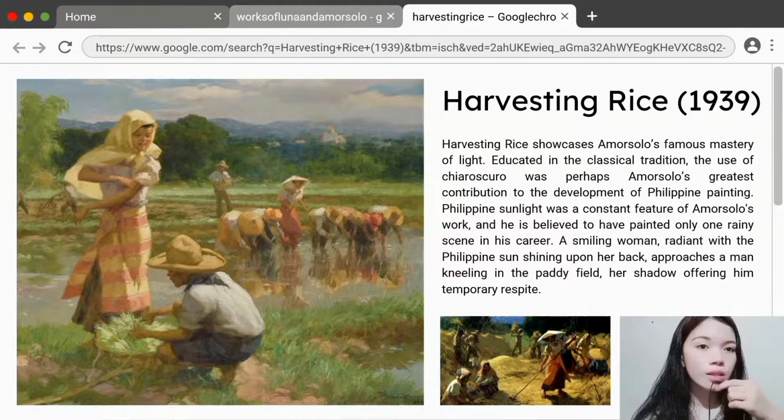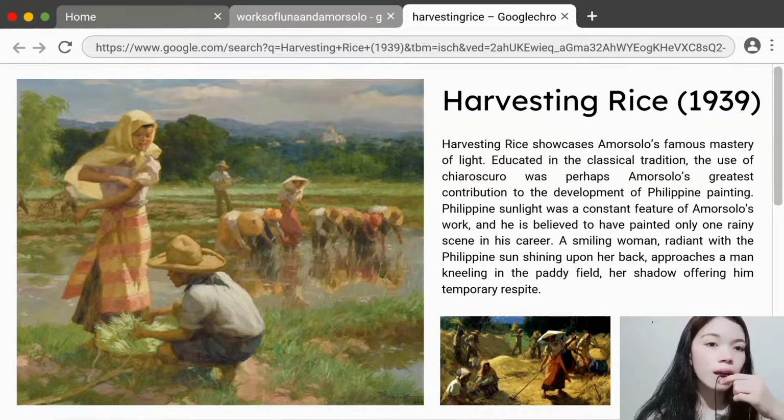Harvesting Rice showcases Amorsolo's famous mastery of light. Educated in the classical tradition, the use of chiaroscuro was perhaps Amorsolo's greatest contribution to the development of Philippine painting. Philippine sunlight was a constant feature of Amorsolo's work, and he is believed to have painted only one rainy scene in his career. A smiling woman, radiant with the Philippine sun shining upon her back, approaches a man kneeling in a paddy field, her shadow offering him temporary respite from the heat.